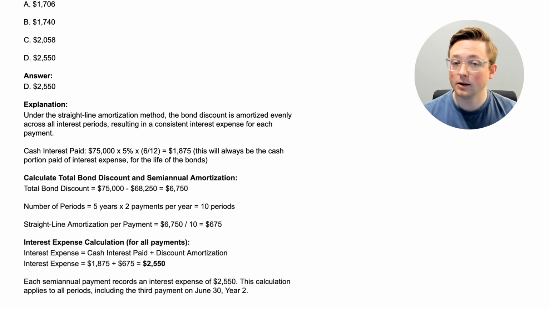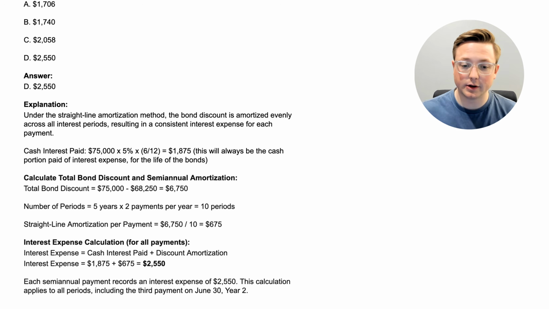So let's dive into this. The cash interest paid, this is the same calculation as in the previous question. $75,000, which is the face value, multiplied by the 5% stated rate, and multiplied by 6 out of 12, because again, this is a semi-annual payment. That gives us $1,875. Remember, this is not going to change, but luckily, with the straight line method, the discount amortization is also not going to change as we go on.